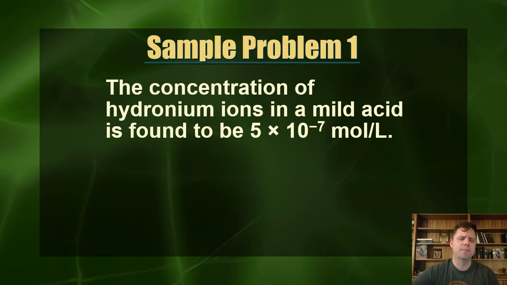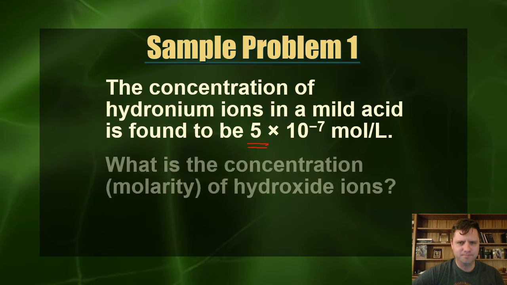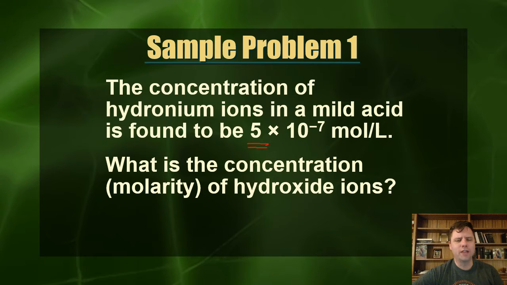So here's a sample problem. The concentration of hydronium ions in a mild acid is found to be 5 times 10 to the negative 7. Now note here, it is 5 here, not 1. So keep that in mind. What is the concentration or molarity of hydroxide ions? So this is hydronium, this is your H3O plus. And now they're asking for the concentration of OH minus.